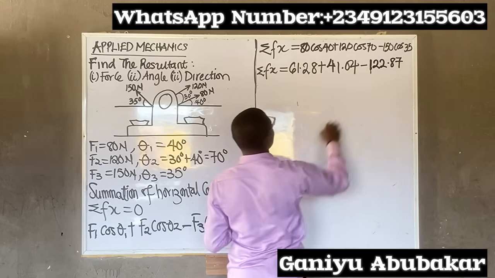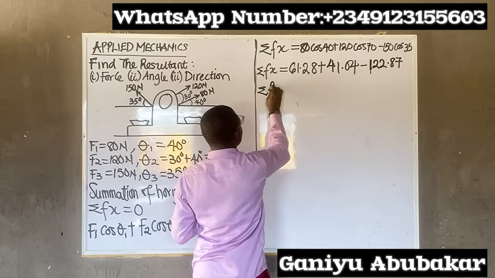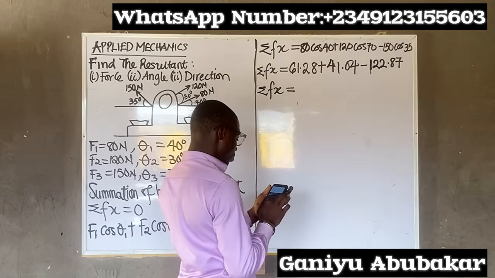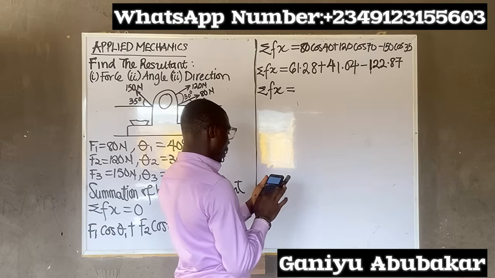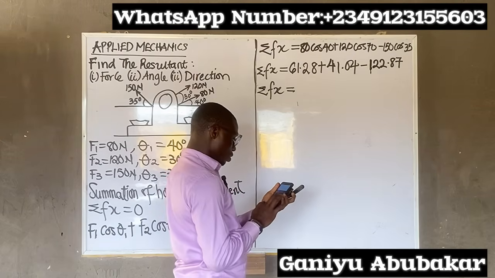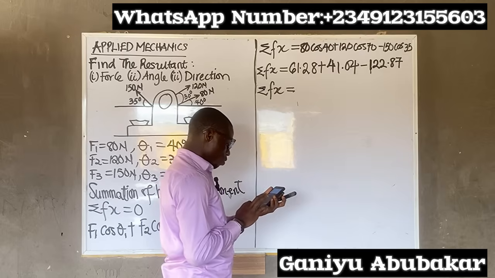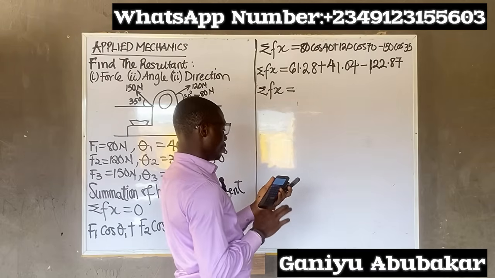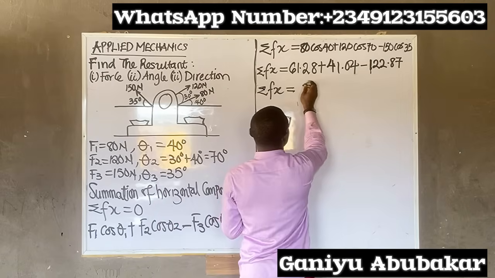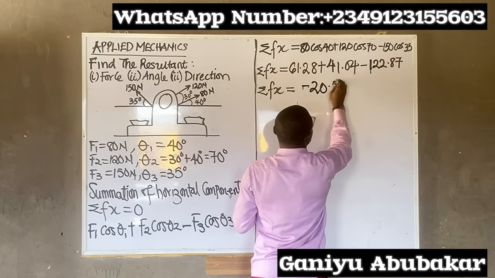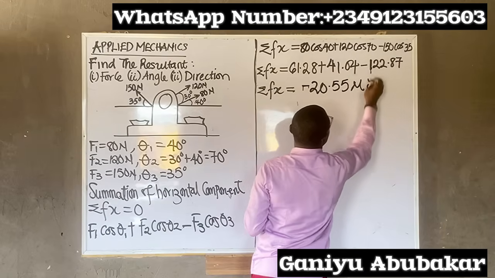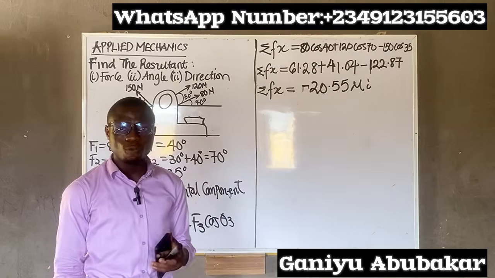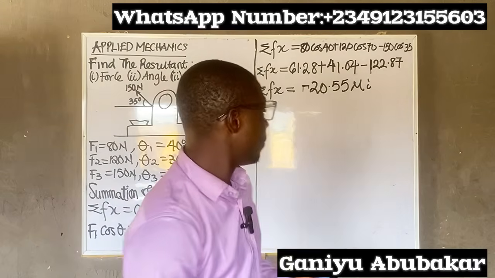That's the value of this one here. It means that summation F of x will be equal to 61.28 plus 41.04 minus 122.87. This gives about negative 20.55 Newton. So this is my summation F of x value. Let's get summation F of y.